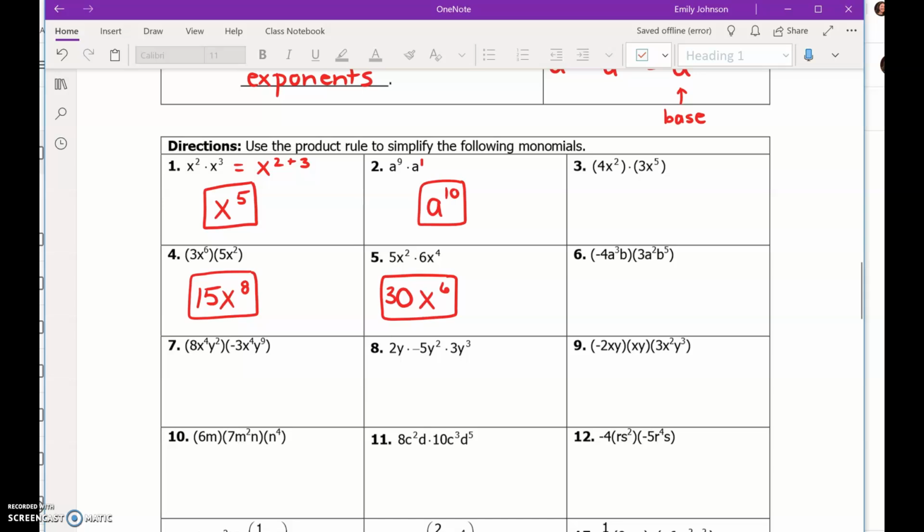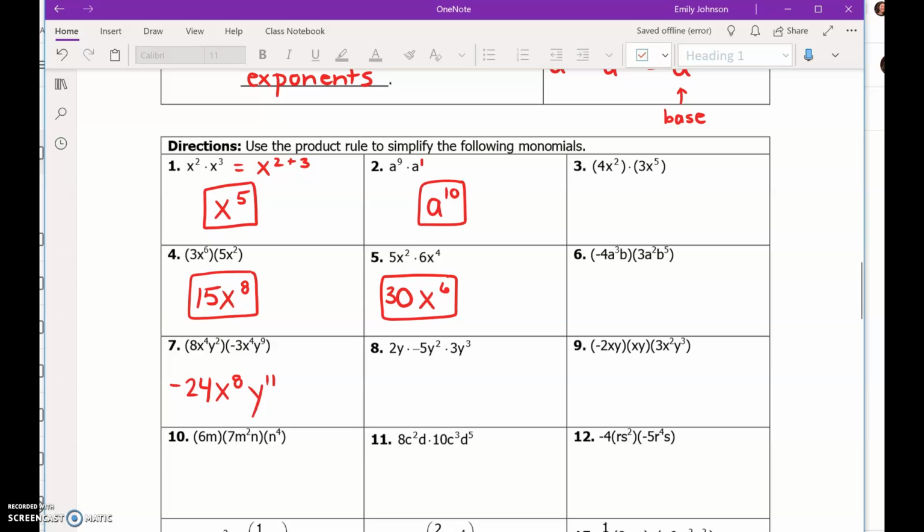Continuing through number 7. Now we have multiple variables, but it's the same idea. We're going to multiply our numbers. 8 times negative 3 is negative 24. And then we are adding the exponents with the matching variable. So 4 plus 4 for the x's would equal 8. And 2 plus 9 with the y's would equal 11. And that's our final answer for number 7.